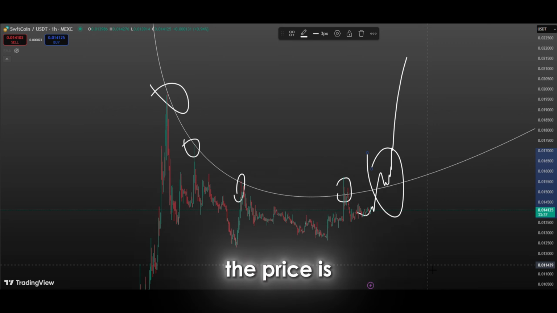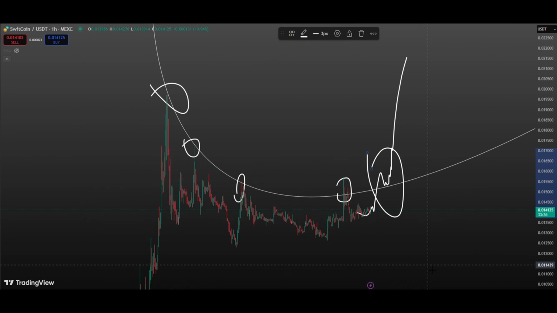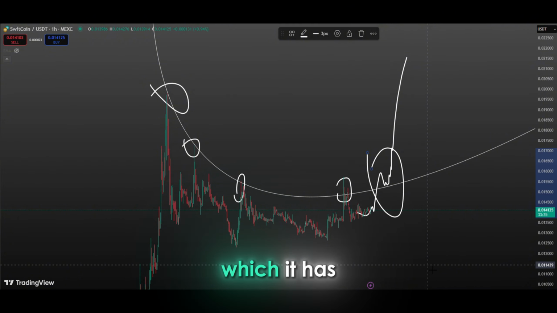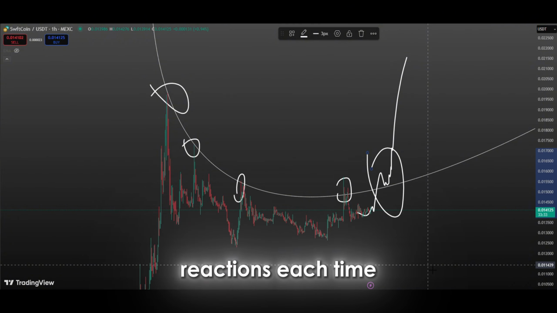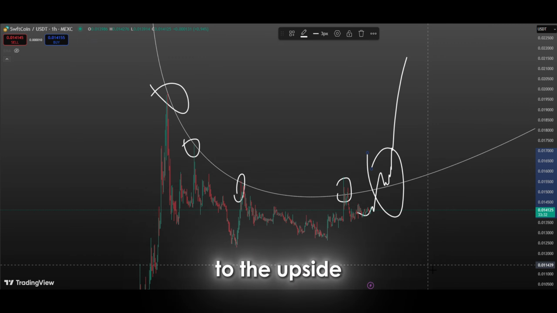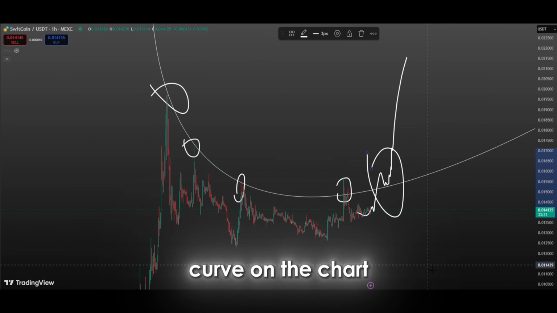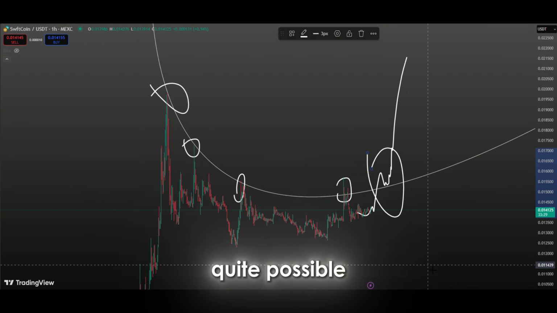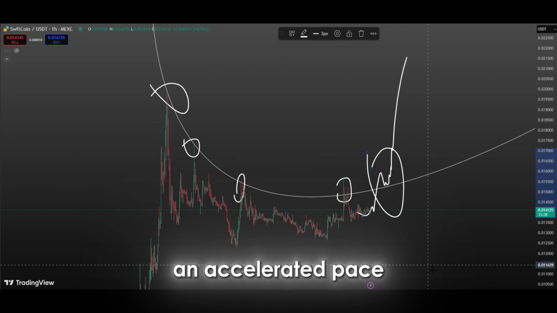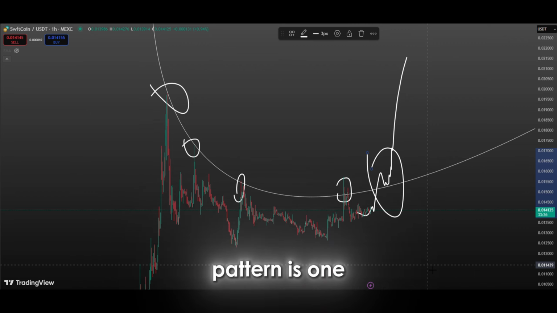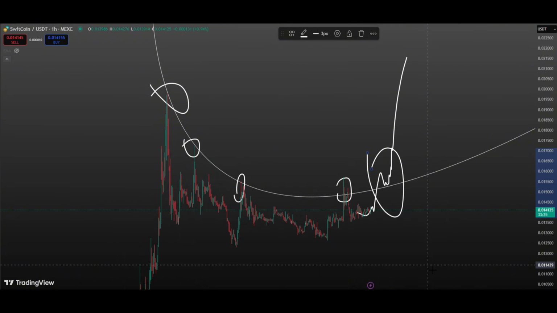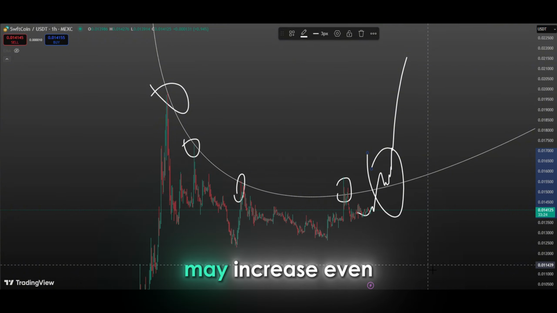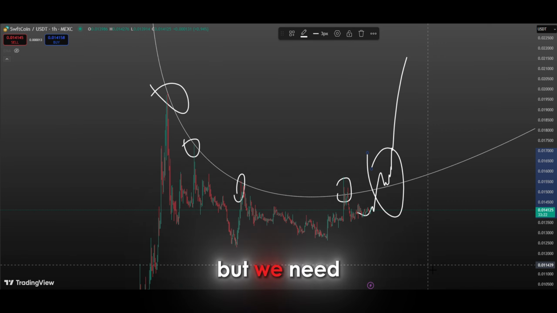As a result, the price is now at a critical technical juncture. It has reached just below this curve, which it has touched many times before and received upward reactions each time. Breaking this level to the upside is not only about crossing a curve on the chart, but also about breaking market psychology. After such a breakout, it is quite possible that the uptrend will continue at an accelerated pace. Especially if this pattern is one that big traders and algorithms take into account, the buying pressure at the time of the breakout may increase even more, which may lead to the price moving to much higher levels in a short time. But we need to look not only at the curves, but also at other metrics.